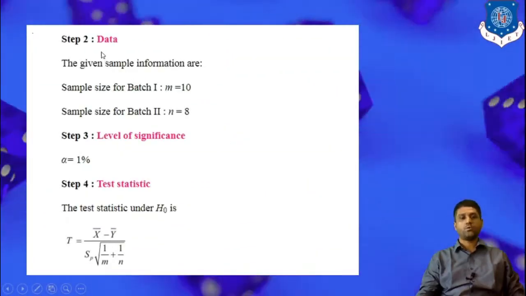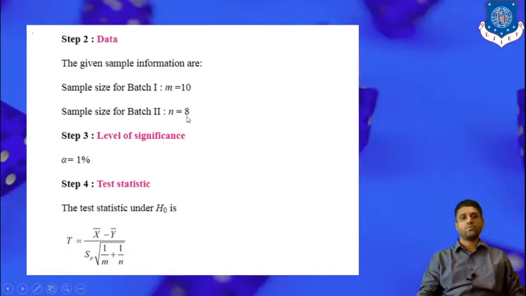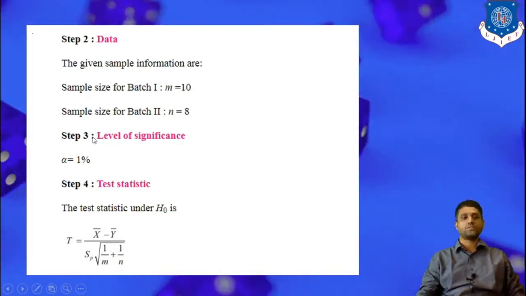Now step number 2, gather the data. We observe that in batch number 1 there are 10 students, so m is equal to 10. In batch number 2 there are 8 students, so the value of n is 8. Now in the question the level of significance is given as 1%. This is our step number 3.